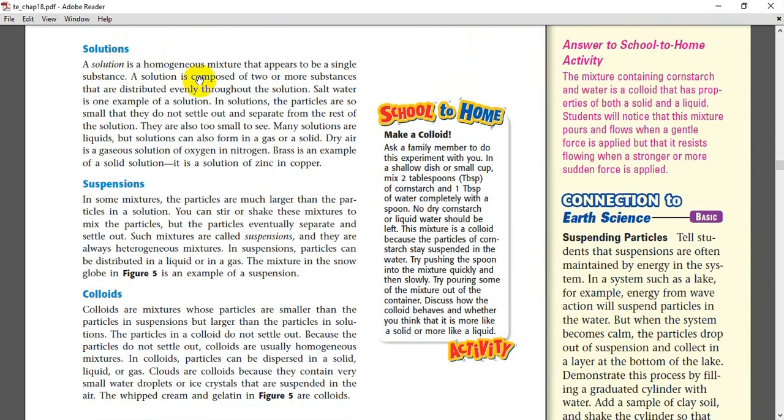A solution is a homogeneous mixture that appears to be a single substance. When you mix two or more substances together in a solution, they are evenly distributed.